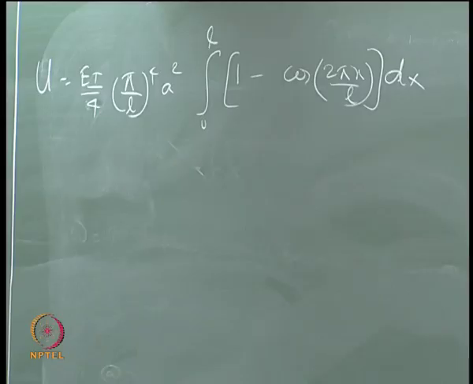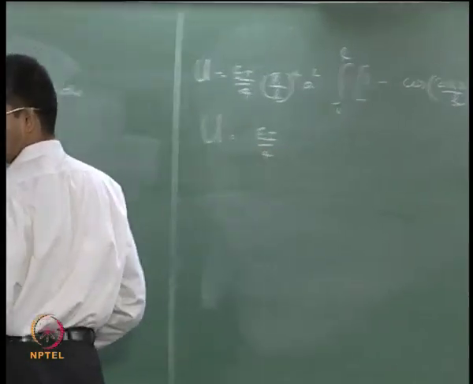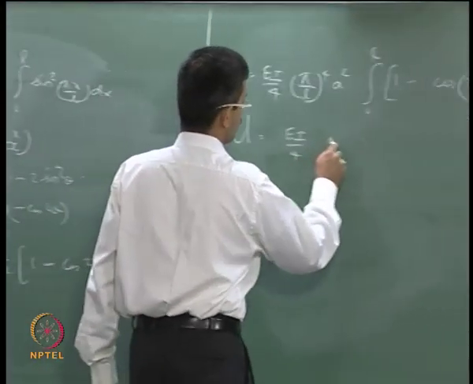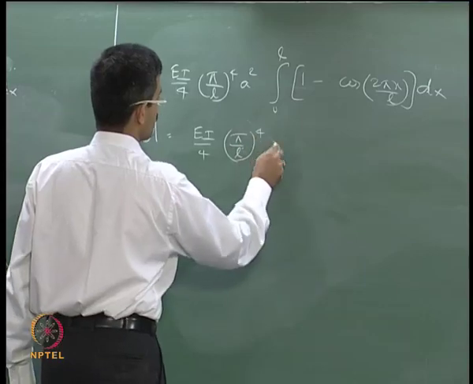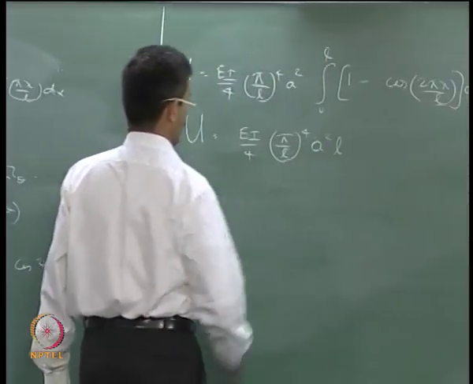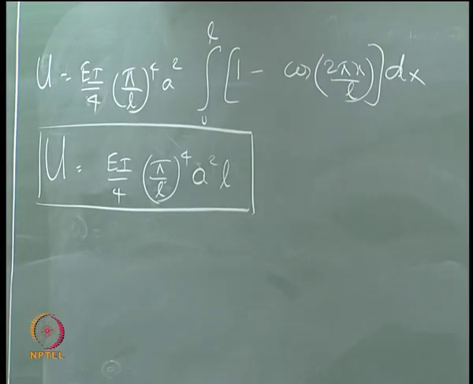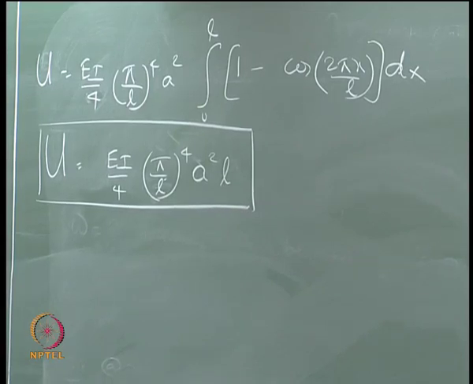So, integrate and apply the limits and see what happens. So, after integration you will check that the result is in terms of L. So, I get this as my U. This is the energy stored, which can be also the potential energy. Let us call this equation 1.